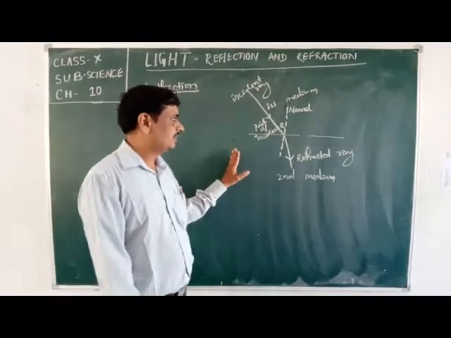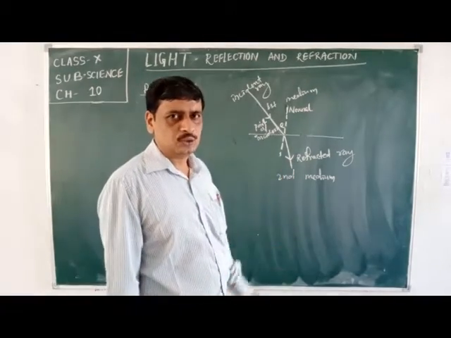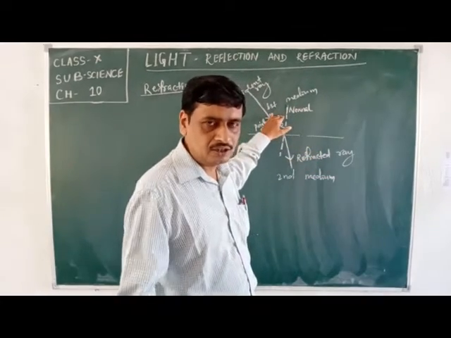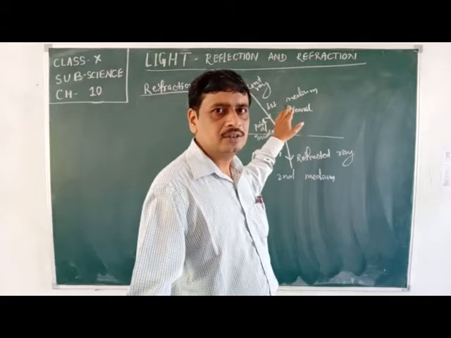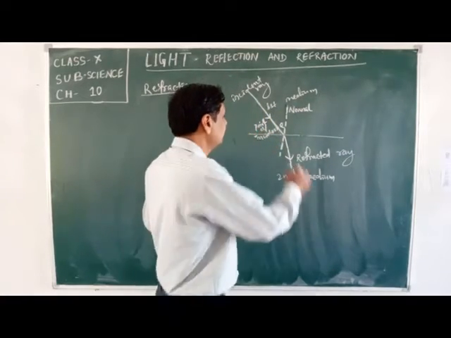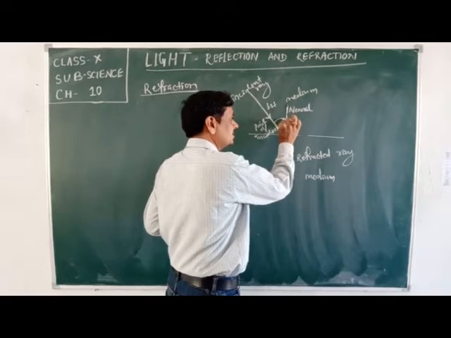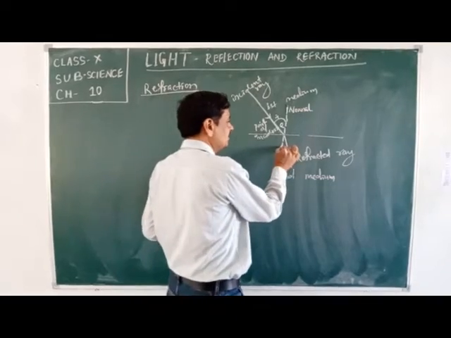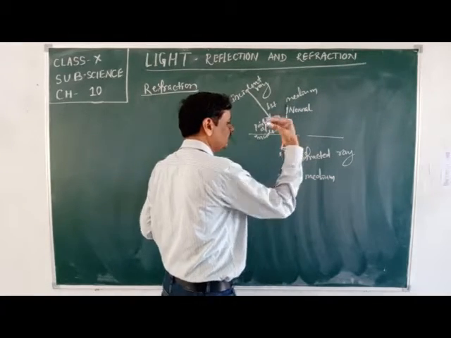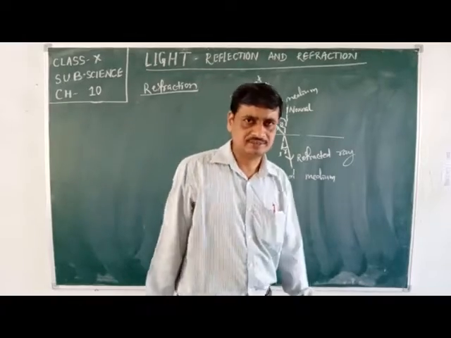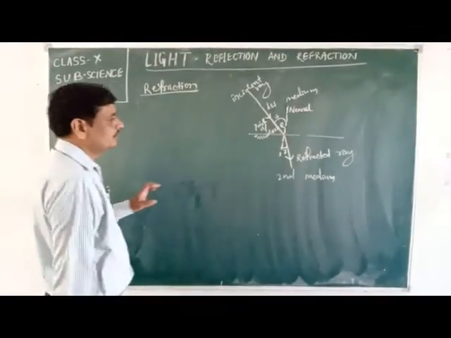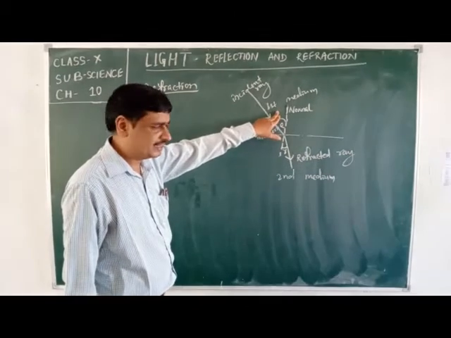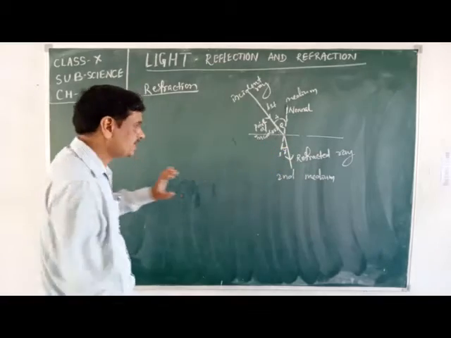And the second law, which is also called the second law of refraction or Snell's law, says that the ratio of the sine of the angle of incidence to the sine of the angle of refraction is constant. Here, the ratio between the sine of the angle of incidence and the sine of the angle of refraction is always constant.